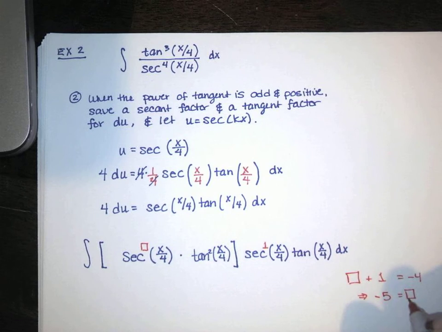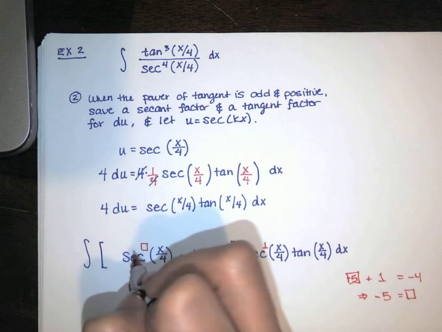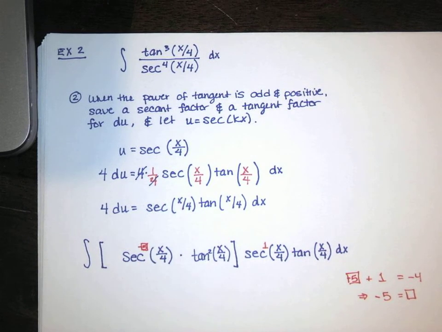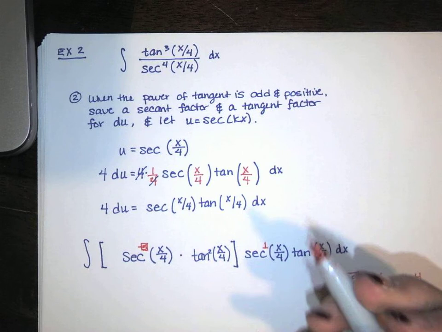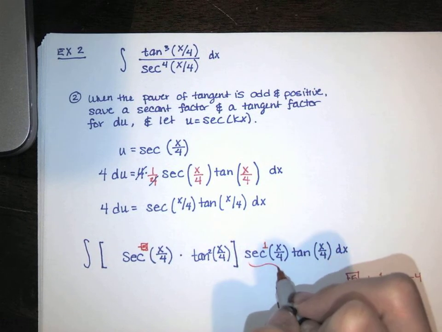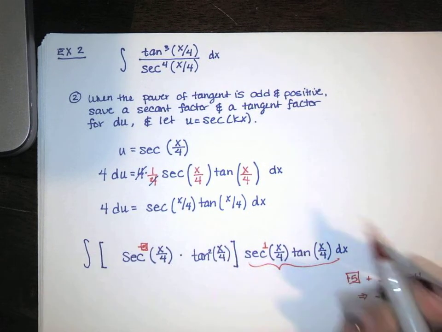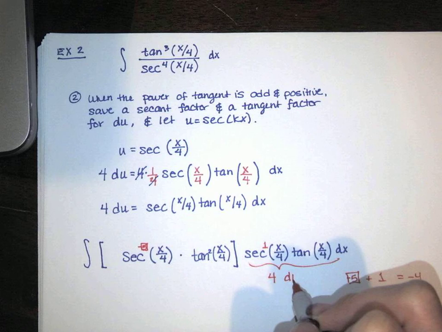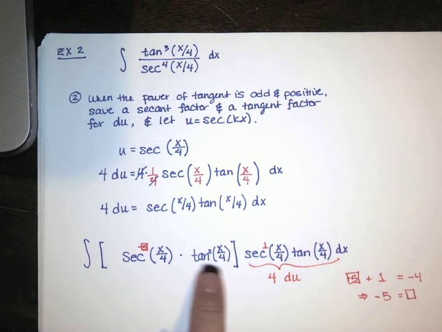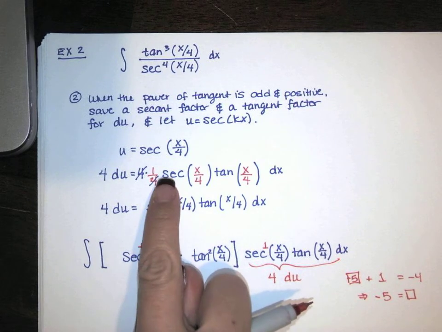That's our box, or I don't want to use x, I'm using my x for something else. Negative 5 plus 1 is going to equal negative 4. So that goes right there. Okay, and by design, this is 4 du. It's always just a constant times du. And then everything else over here needs to be written entirely in terms of secant.